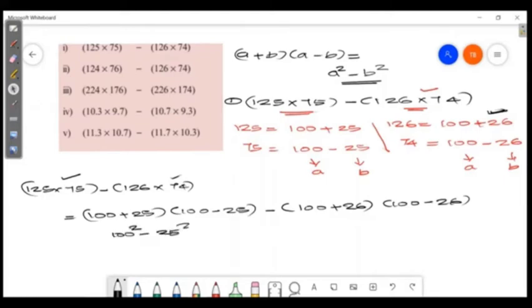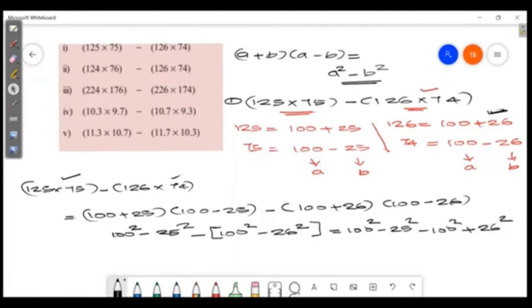First one is (a plus b) into (a minus b), that is equal to a square minus b square, that is 100 square minus 25 square minus of. Second one is again (a plus b) into (a minus b), 100 square minus 26 square. That is 100 square minus 25 square minus of (100 square minus 26 square). We have to open the bracket. That is 100 square minus 25 square minus 100 square minus of minus 26 become plus.